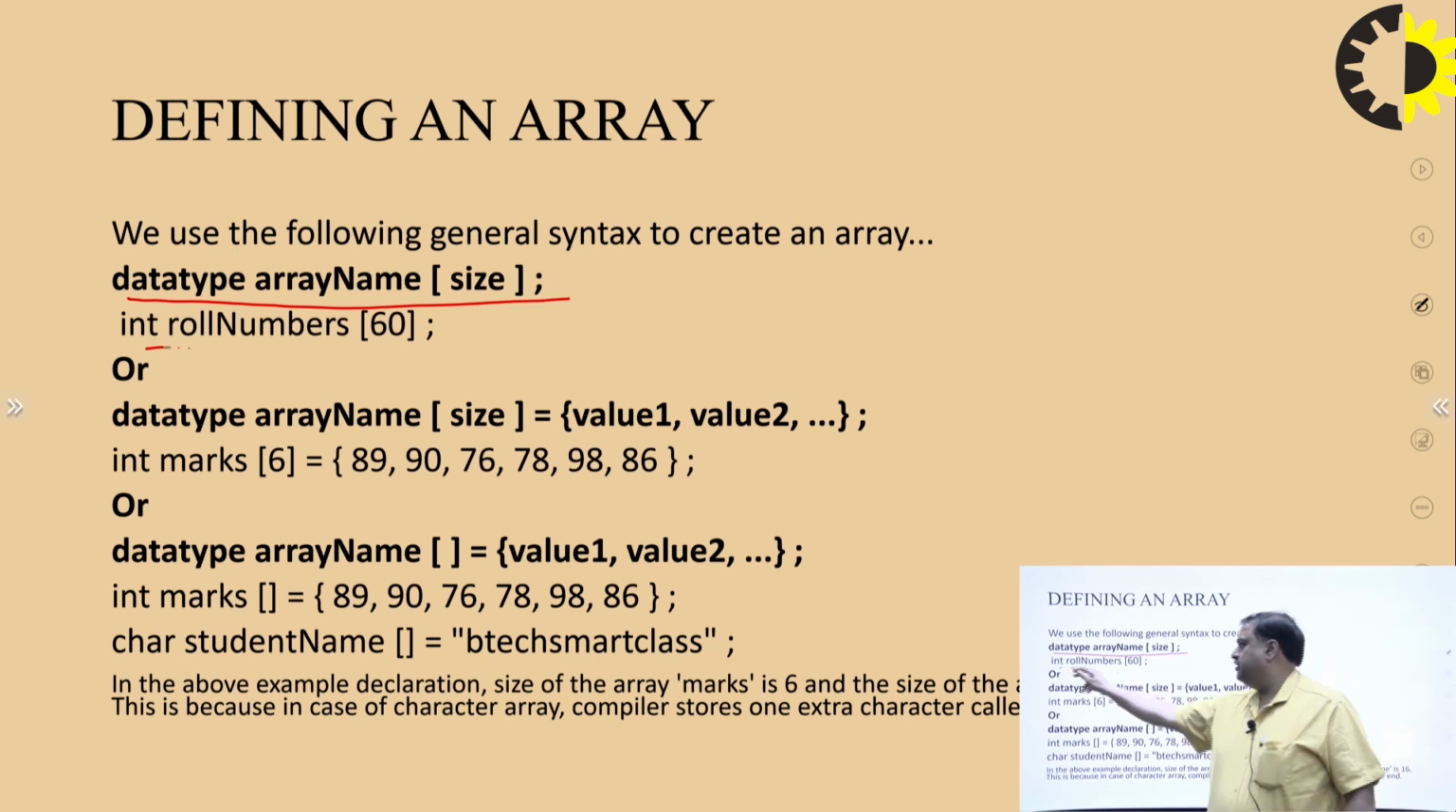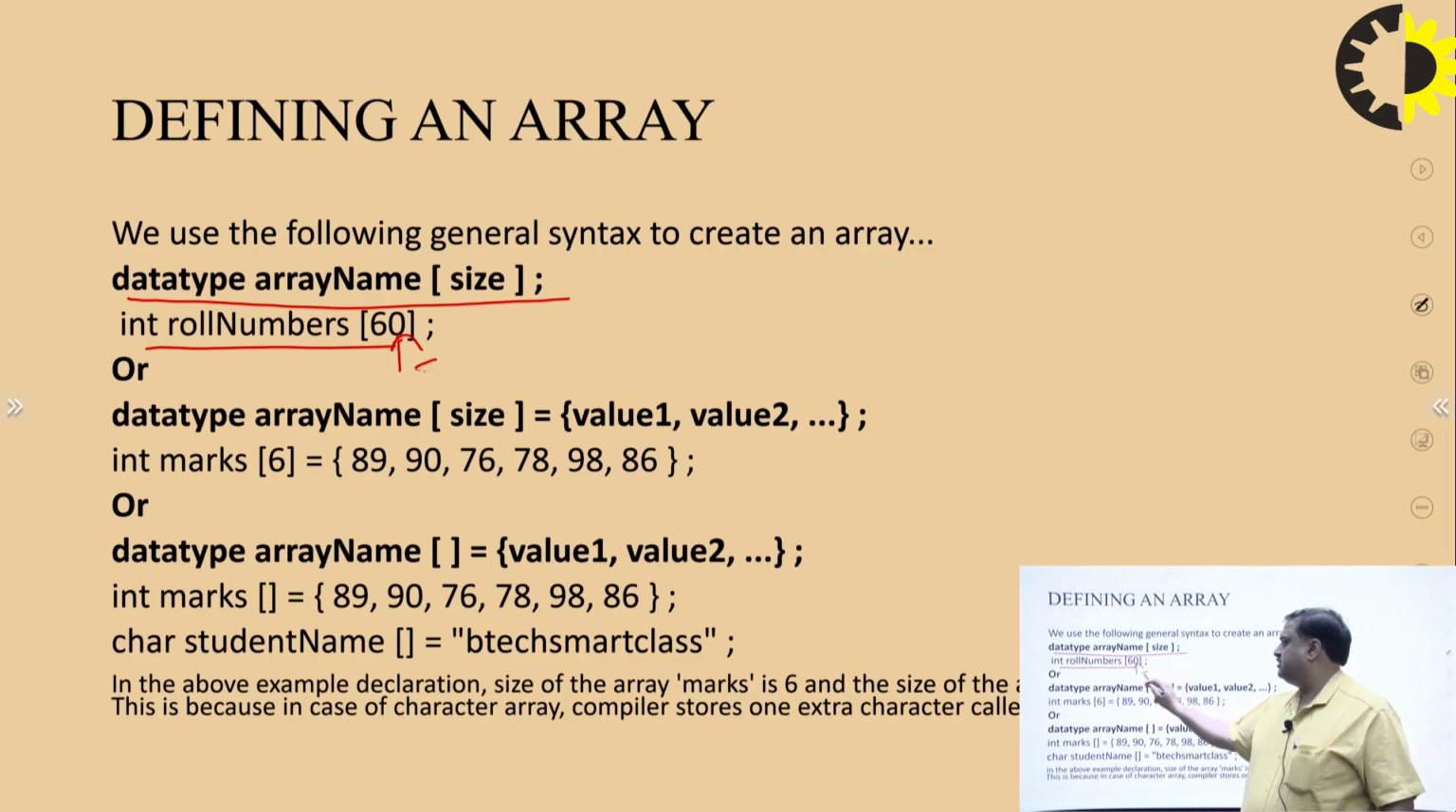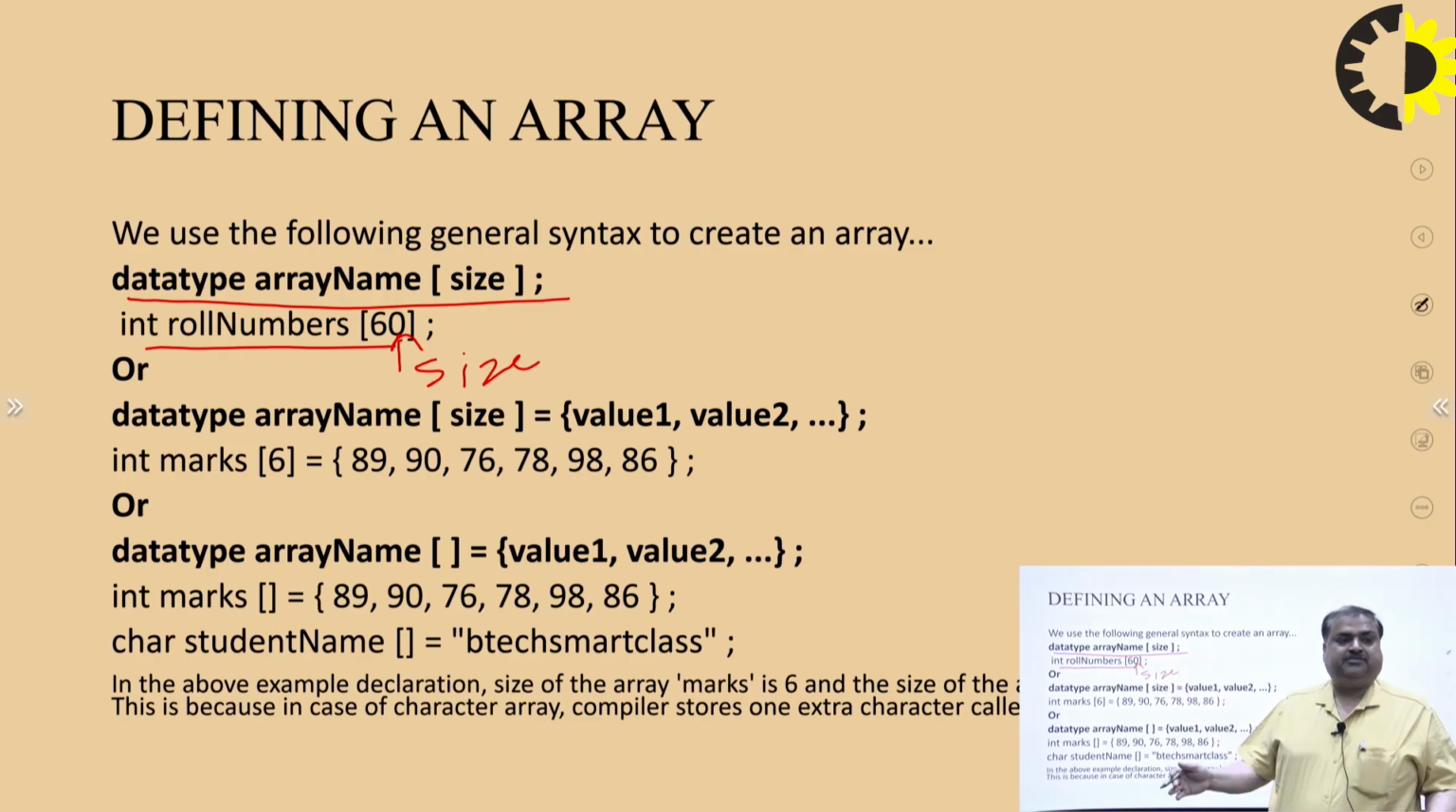For example, int roll numbers 60. So, int is the type of data we are going to store. The name of the array is roll numbers and 60 is the size. So, 60 elements we are going to store in roll numbers. Like in a class of 60 students, if I want to store the roll number of all my students, then I can use this array.